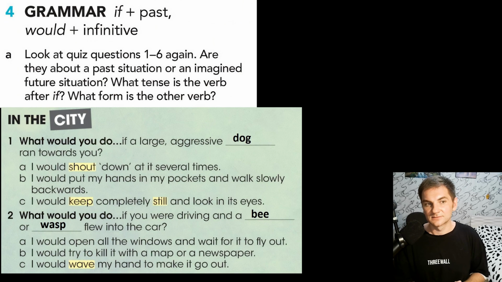Now the answer. Are they about a past situation or an imagined future situation? They are all about an imagined future situation, yeah? It's just in our head. What tense is the verb after if? The tense of the verb after if is the past simple. What form is the other verb? The other verb's form is would plus infinitive. Would do, would get, would think, just a simple infinitive.